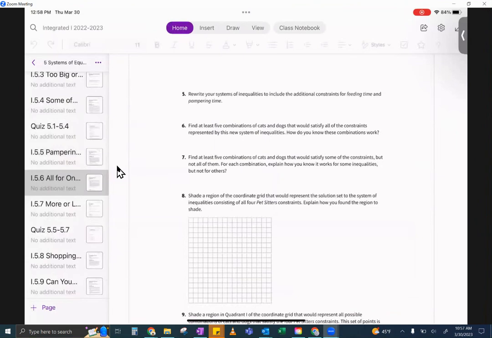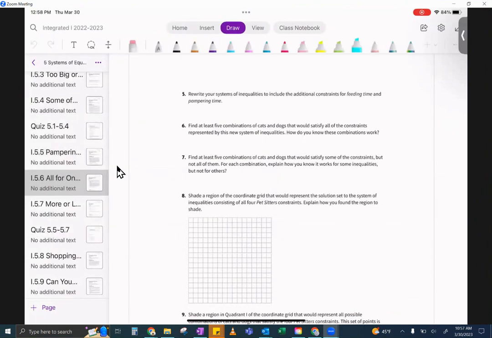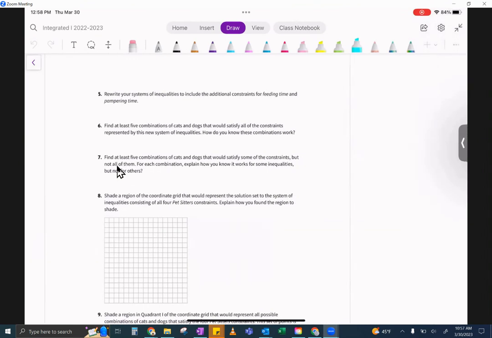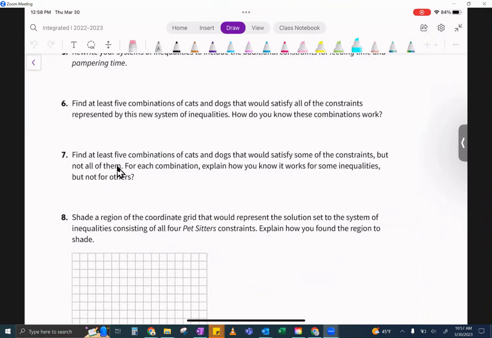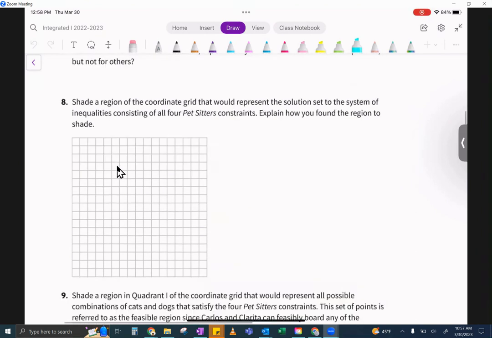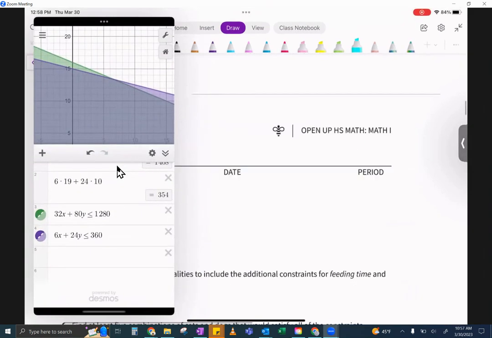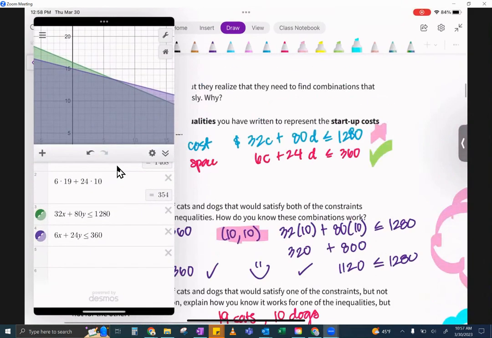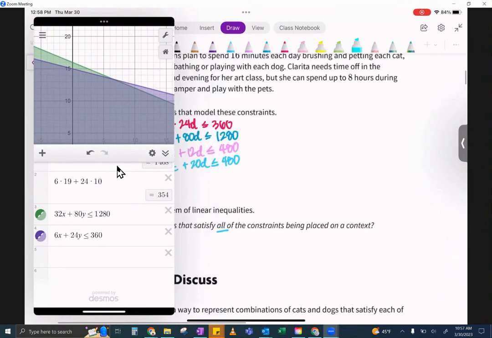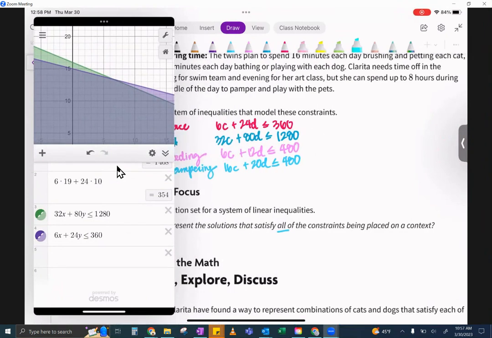Okay, so now they want you to find 5 combinations of ones that would work and ones that wouldn't, and then 5 combinations that would work for some but not all. And then it says shade the region. So I'm going to shade the region first. So I'm going to go all the way back up to the top where I had all of my equations. Where are they? There they are. And I'm going to add them all in here.